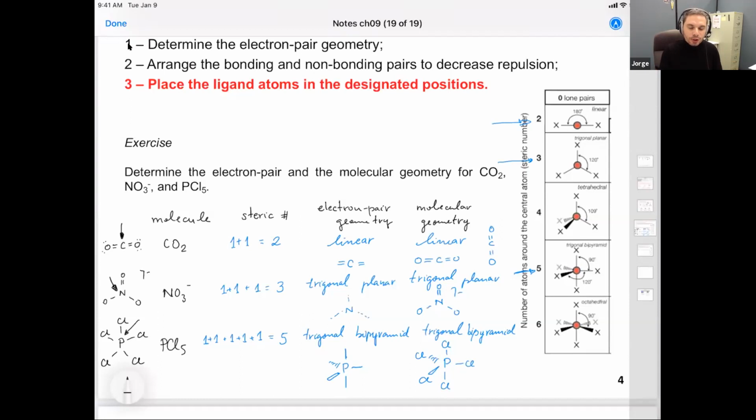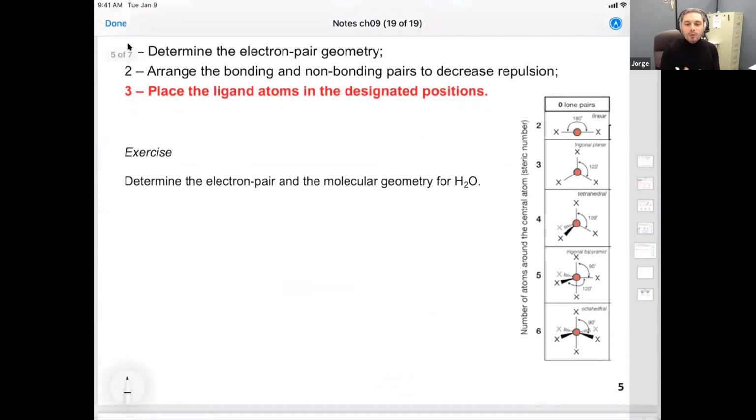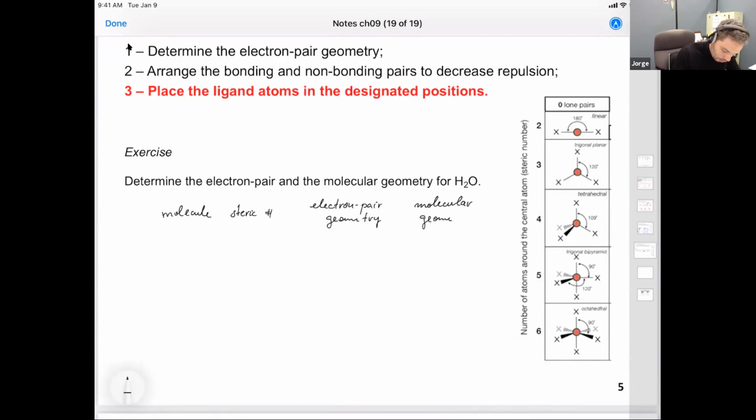Okay, all the examples that I showed you so far do not have any non-bonding pairs in the central atom. So what happens when we have one or more non-bonding pairs in the central atom? So let's take a look at the electron pair and the molecular geometry for water. Okay, so the same idea here. We are going to build a table with molecule, steric number, then we are going to determine the electron pair geometry, and after that we are going to determine the molecular geometry.